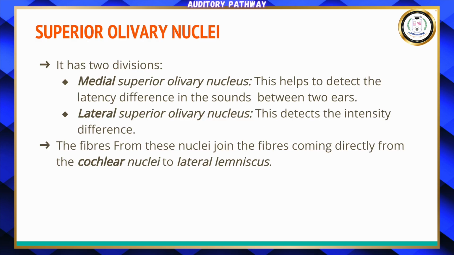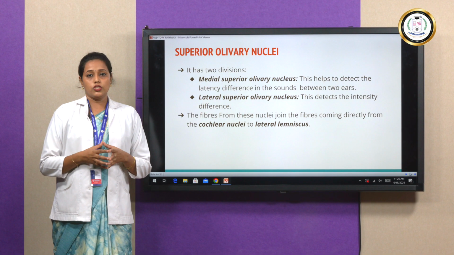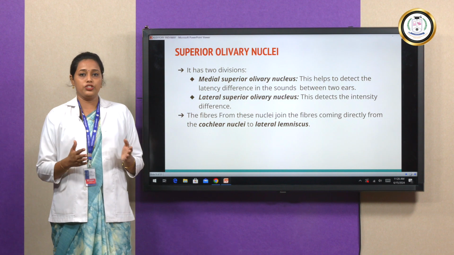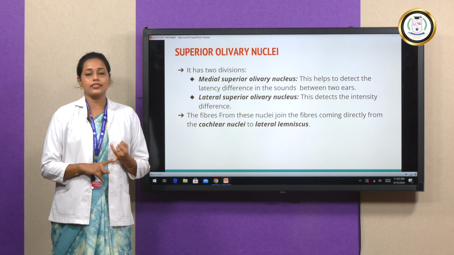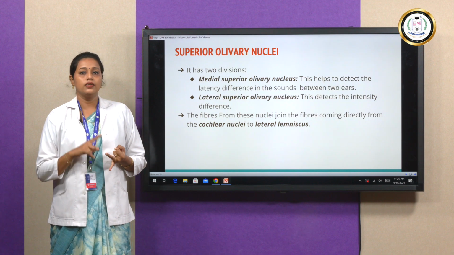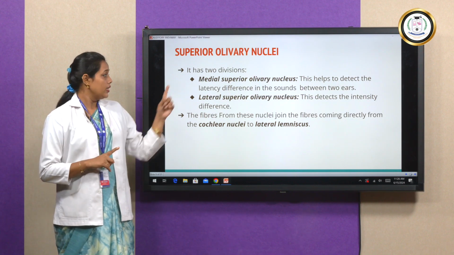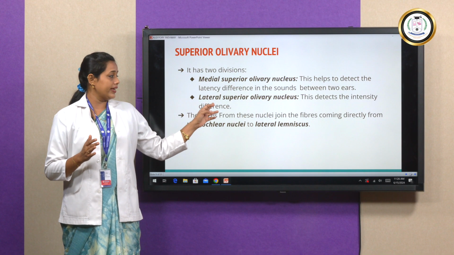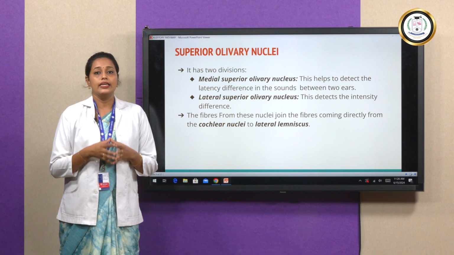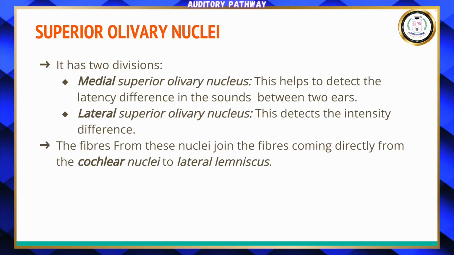Next, we will start with the superior olivary nucleus. This superior olivary nucleus has two divisions. The first one is the medial superior olivary nucleus and the other one is the lateral superior olivary nucleus. The medial superior olivary nucleus is responsible for detecting the latency difference between the two ears, and the lateral superior olivary nucleus helps to detect the intensity difference.